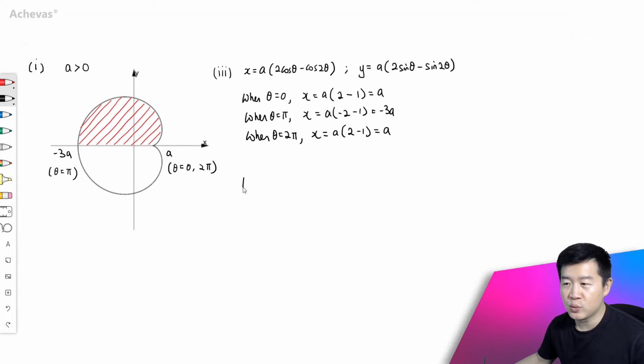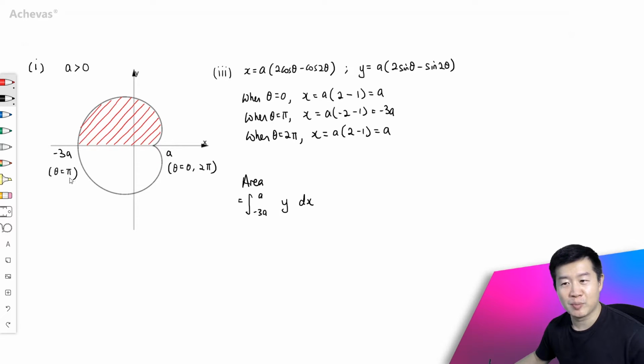And in order for us to work on the area of this region, it is going to be integrating from minus 3a all the way until a of y dx. And now we have a small little problem. The problem is minus 3a is going to be replaced by pi if we were to re-express this entire integral in terms of theta. But how about a? Because a can be either 0 or 2 pi, right?